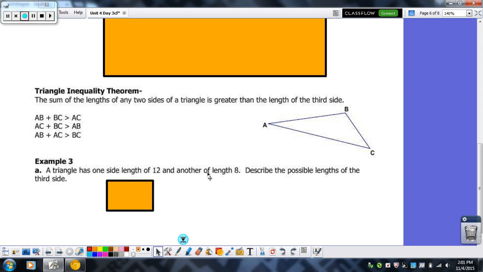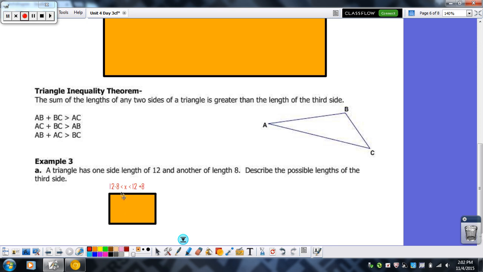Keeping this in mind, we can find the possible lengths of the third side of the triangle. It's going to give us a range of numbers. A triangle has one side length of 12 and another length of 8. Describe the possible lengths of the third side. So with our triangle inequality theorem in mind, we're going to find our range of possible numbers by subtracting the two numbers that they give us, and then also adding them. And we know that our number will be somewhere between the difference and the sum.